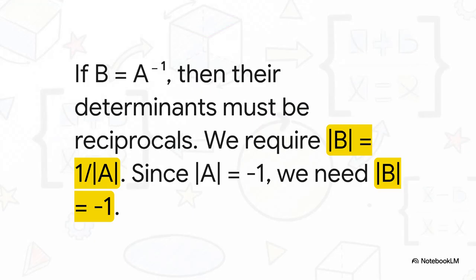To answer this, we need to pull out a fundamental rule about inverses. An inverse matrix basically undoes the original, so their determinants have to be reciprocals of each other. That means the determinant of A's inverse has to be 1 over the determinant of A. And since we already know the determinant of A is -1, well, the determinant of B must also be -1 for it to be the inverse.